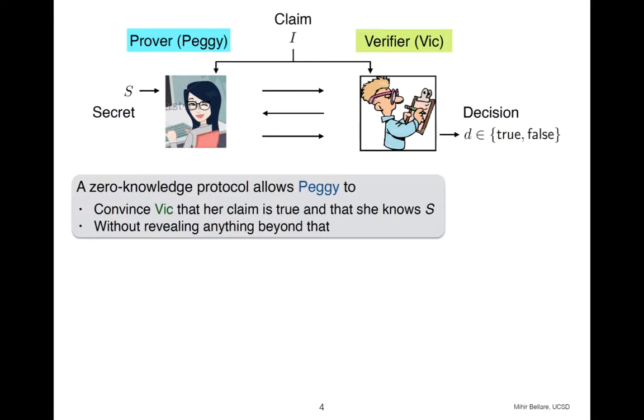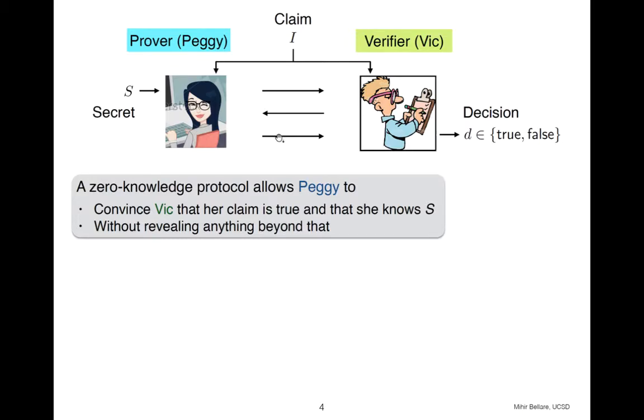The setup is two parties who are exchanging messages. One is called a prover and the other is called the verifier. There is some claim made by the prover. I here stands for instance. The prover may also have a secret associated with that claim. On the basis of knowledge of this secret, she's claiming that this is true, or even that she knows or possesses a secret that makes it true. And she wants to convince Vic of this.